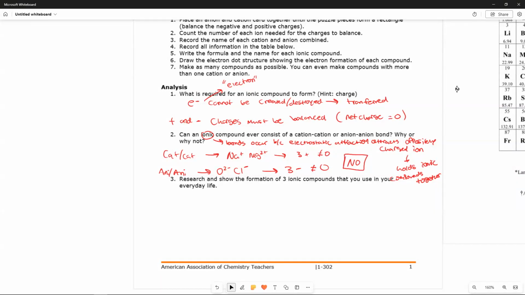Research and show the formation of 3 ionic compounds that you use in your everyday life. You can Google this, but I'll give you 3 examples really quick. So first is sodium chloride. This is table salt.